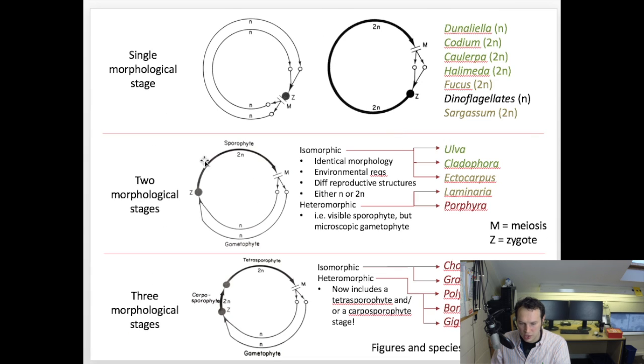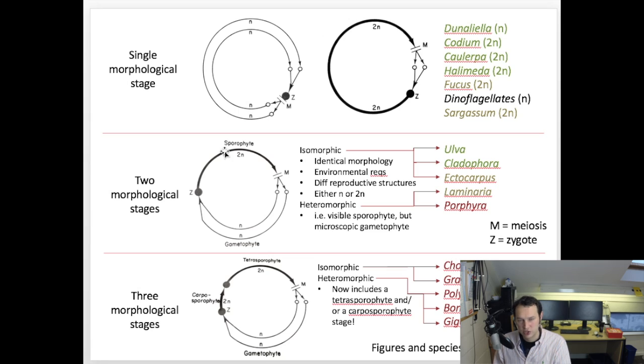Some species undergo a two morphological stage process where you have a sporophyte and a gametophyte. For some species, you cannot tell the difference between these two stages with the naked eye. That's known as isomorphic. In others, you can, in that the sporophyte might be a really large individual, but the gametophyte might be microscopic. A good example of that is Laminaria, where we have an extremely large kelp, which is the sporophyte, but the gametophyte, the actual thing that will reproduce eventually, is microscopic. We can't see it with the naked eye.